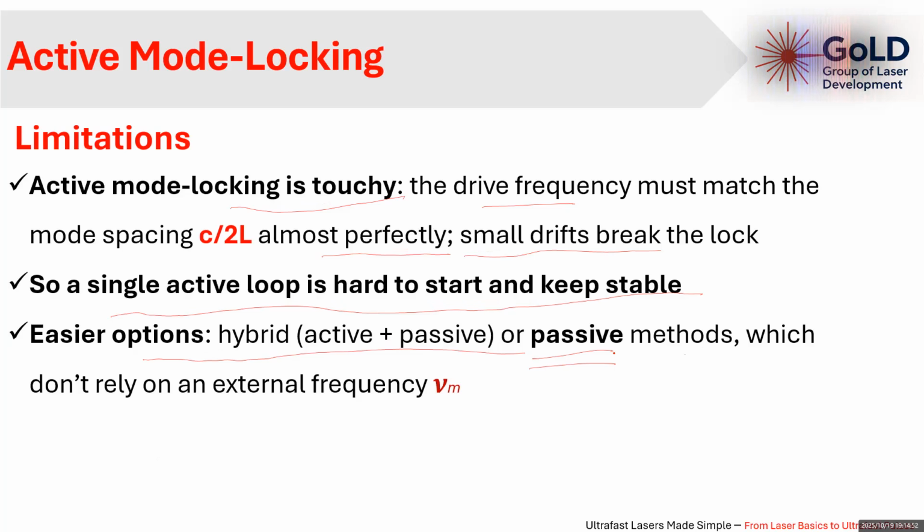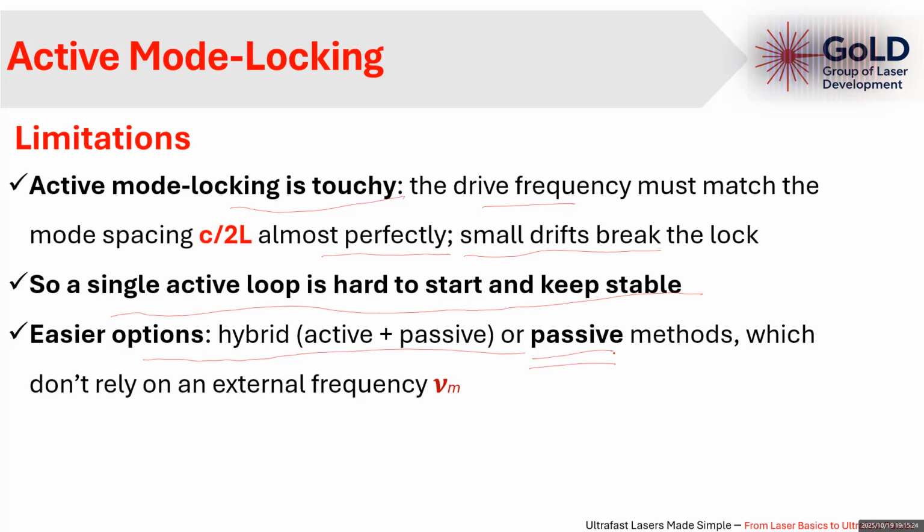In the passive method, we don't need any external frequency, so it's not relying on any kind of external frequency. That external frequency is like the mode frequency, the spacing, etc. So active mode locking has a limitation, though it can still be used, and the more practical one is passive mode locking.